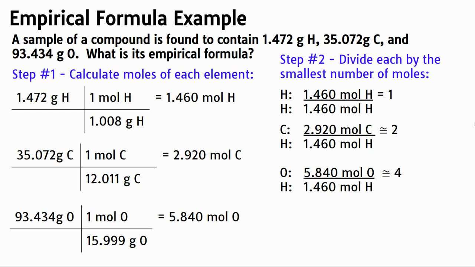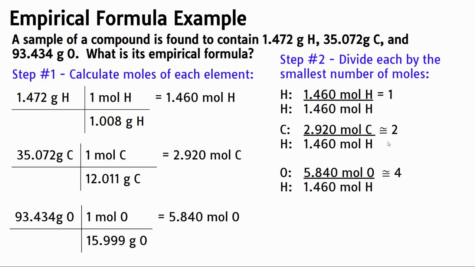So our smallest one, if we consider our moles, we have 1.46, 2.9, and 5.8. The smallest is clearly hydrogen. So we'll basically divide each of them by hydrogen. 1.46 divided by 1.46 is, of course, 1. 2.9 divided by 1.4 is about 2. And notice that I'm keeping track of which elements I'm comparing here. And then finally, 5.8 divided by 1.4 is about 4.